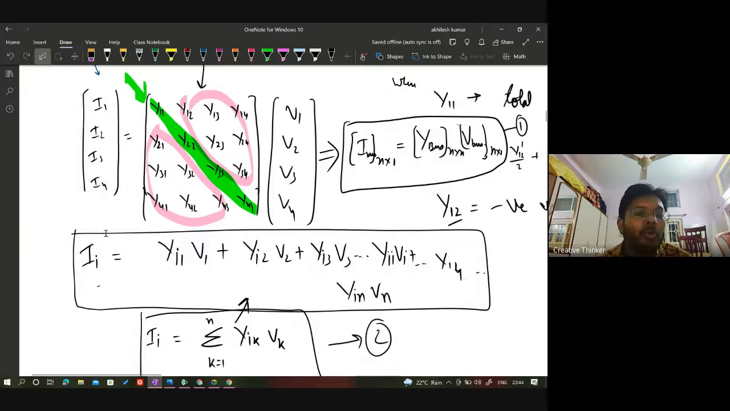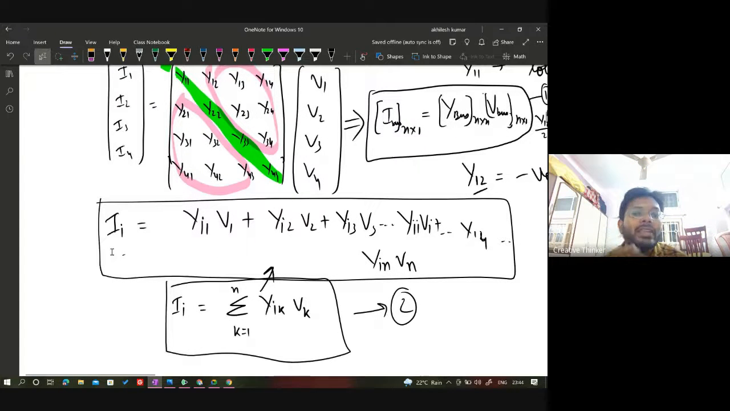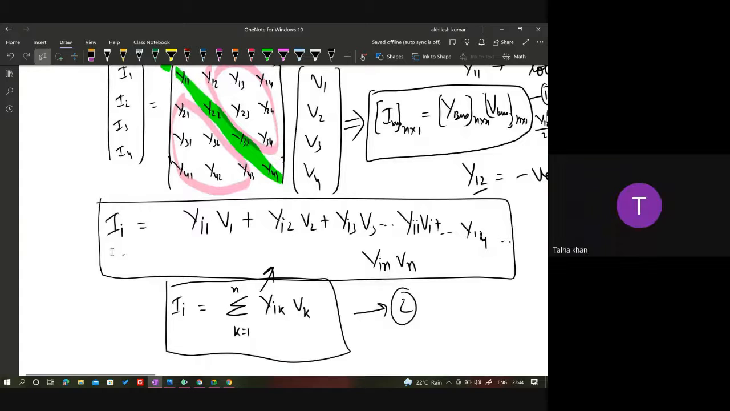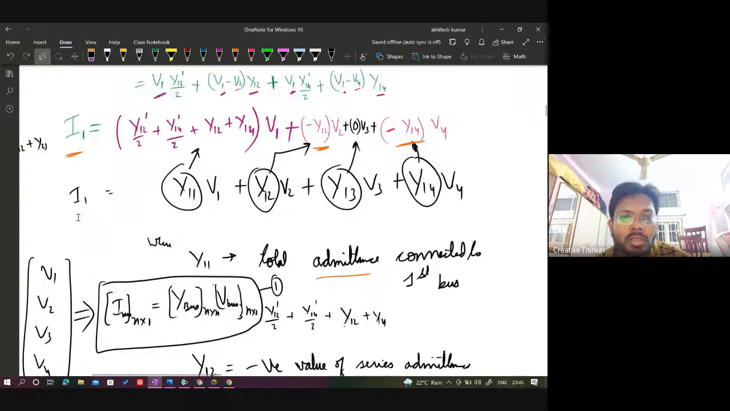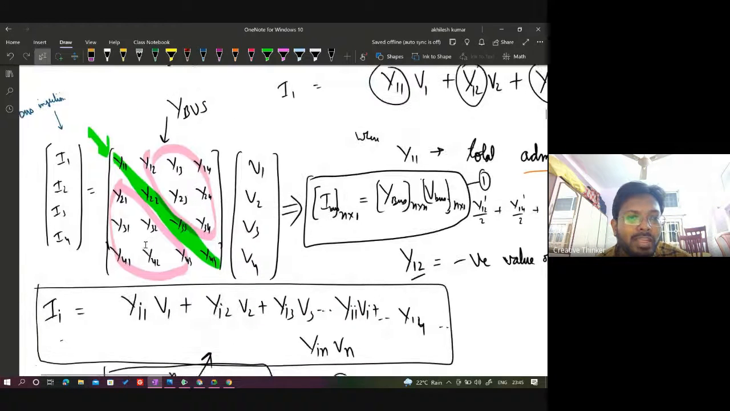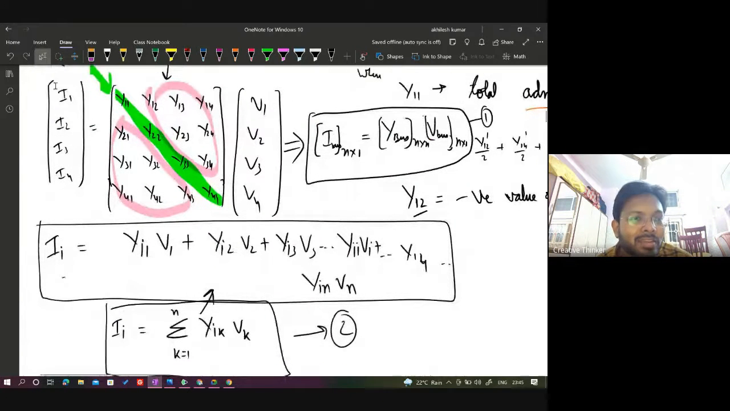Similarly, suppose I want to write the injection of any ith bus. This was the bus 1 injection. So for the ith bus, I can write Ii is equal to Yi1 into V1, Yi2 into V2, Yi3 into V3, dot dot dot, Yii into Vi plus dot dot dot, Yin into Vn.